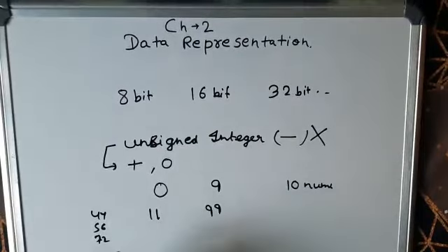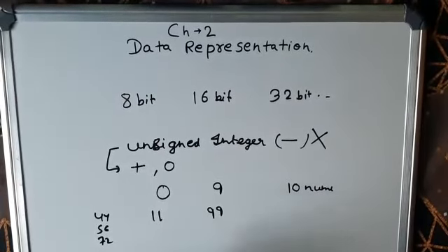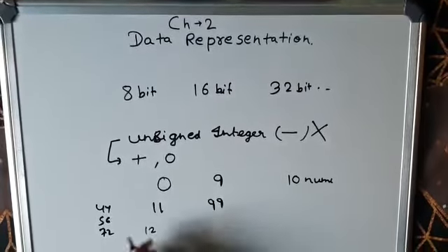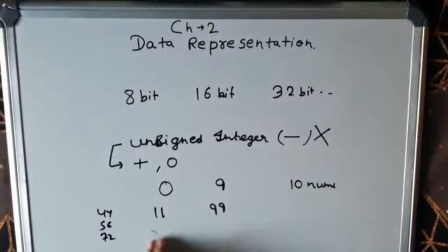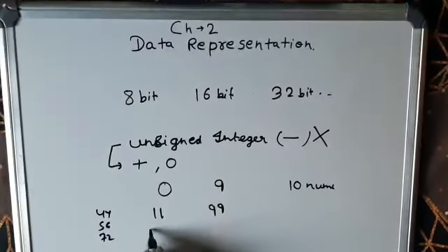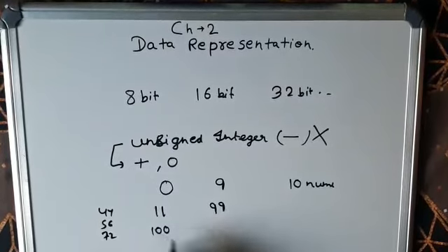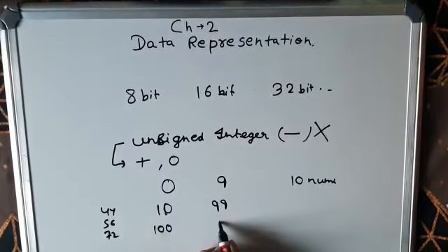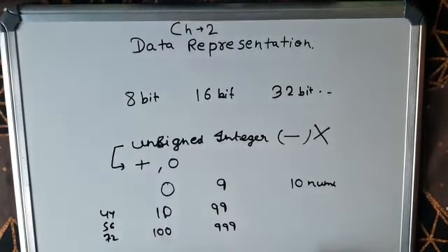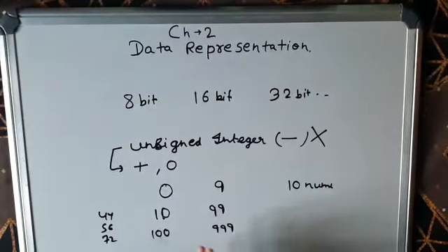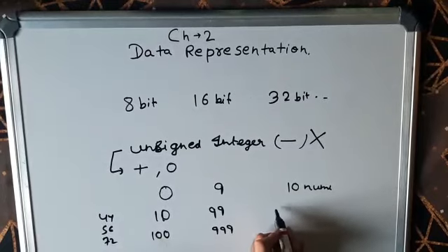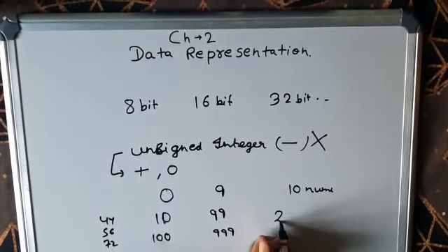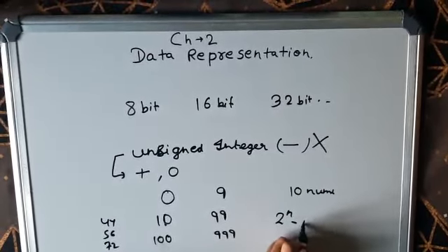99. And if I have to represent three-digit decimal numbers, for example 123 and so on, it will start from 100 to 999. So you can here see a pattern of 10 to the power n minus 1.